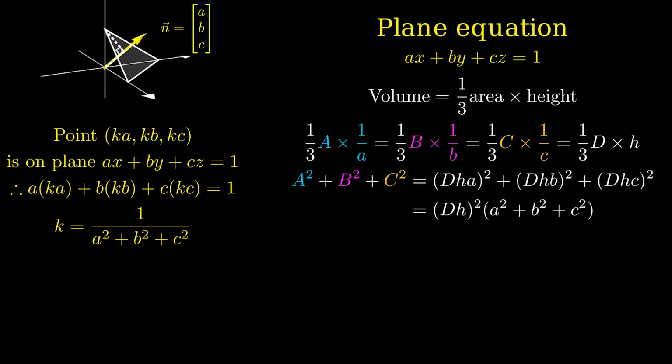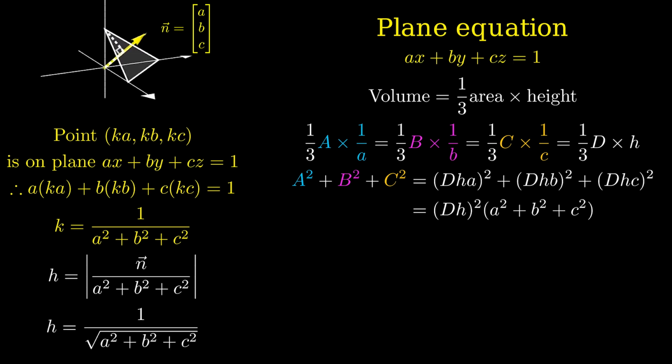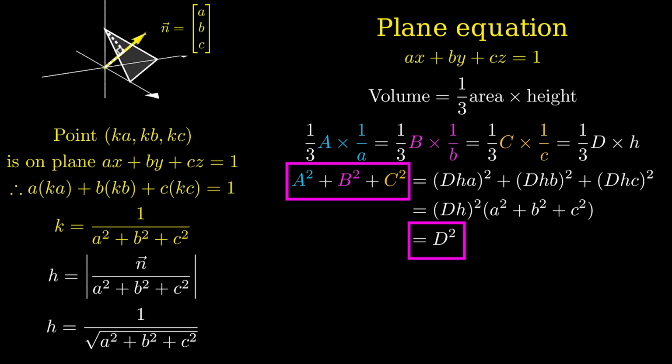Then we can solve for the length h, which is the length of the vector k times n, which will be 1 over the square root of a squared plus b squared plus c squared. Now we can sub that into our expression over here for dh all squared. It will cancel out the little a's, little b's, and little c's. We're just left with d squared on the right and a squared plus b squared plus c squared on the left. So there we are.